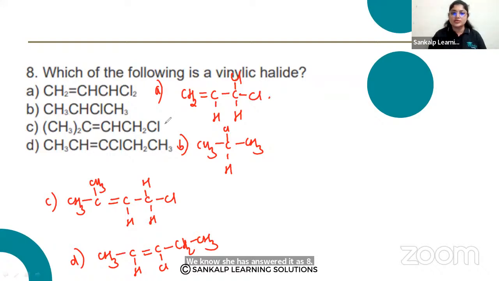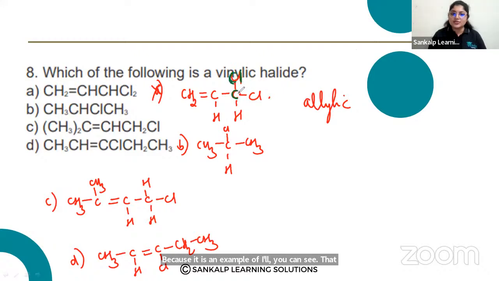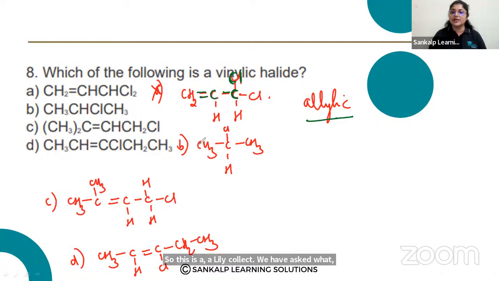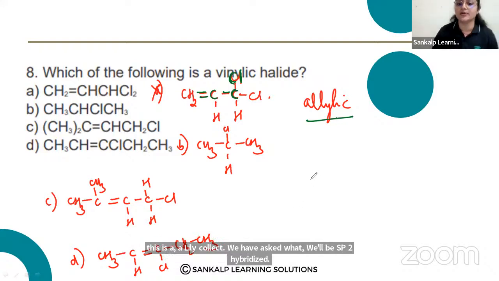So Muskan has also answered it as A. A is wrong, because it is an example of allylic halide. Allylic halide, you can see that the halogen atom is attached to a carbon which is next to a carbon having a double bond. So this is an allylic halide. We have asked what is vinylic halide. Vinylic halide means it will be sp2 hybridized. So the halogen atom should be attached to the carbon which is having the double bond.